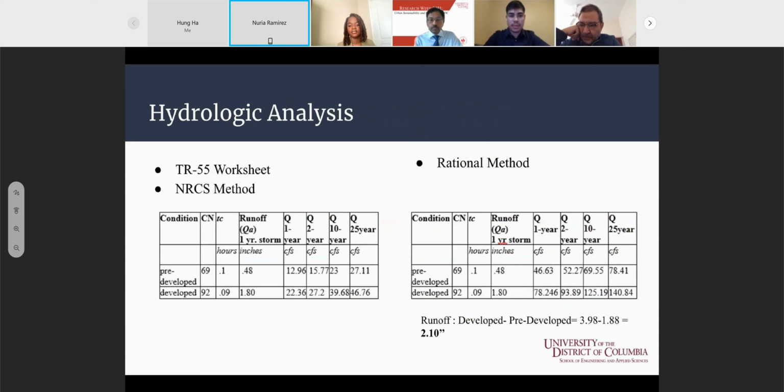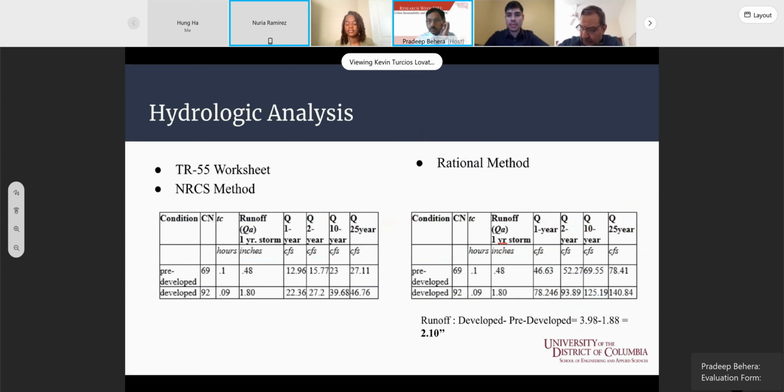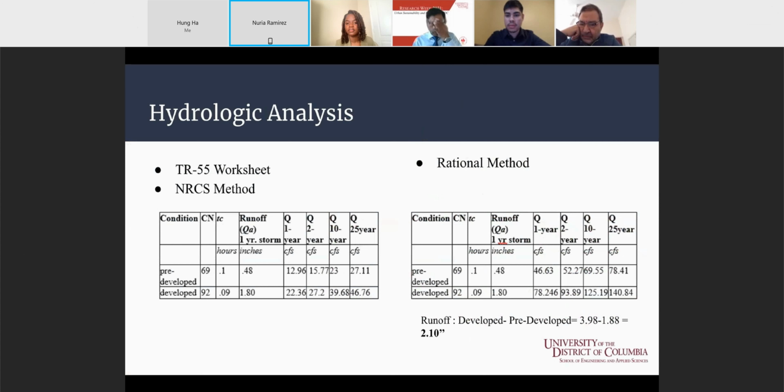For hydrologic analysis, we have TR55 worksheet, NRCS method, and rational method. For the TR55 worksheet, we mainly use it for the CN number, and previously we tried to use it for the time of concentration. However, our numbers got a little bit off, so we did mostly everything manual by using the NRCS method and rational method. So as requested, we had a 10-year storm. So we used the 10-year storm to gather a runoff. So we subtracted the post-development minus the pre-development, and we got 2.10 inches. Next.